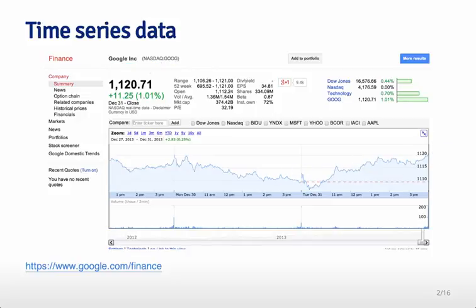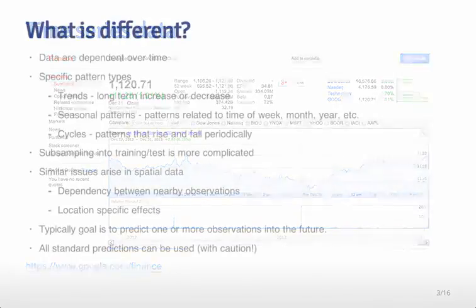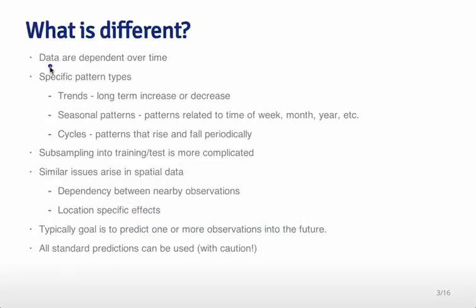So this introduces some very specific kinds of dependent structure and some additional challenges that must be taken into account when performing prediction. And so first of all, the data are dependent over time. And so that alone makes prediction a little bit more challenging than it is when you have independent examples. There's also some specific pattern types that should be paid attention to.